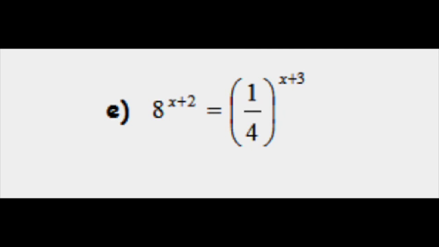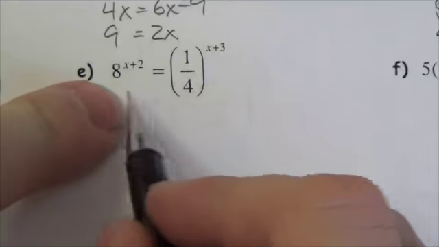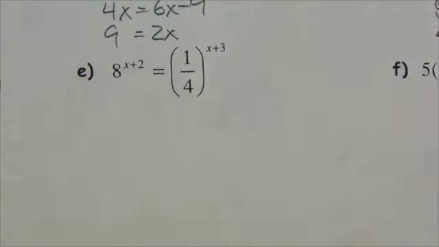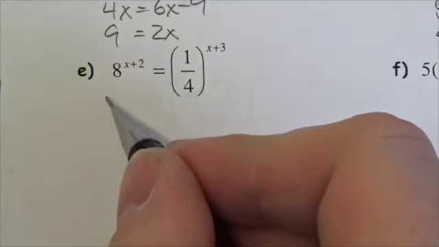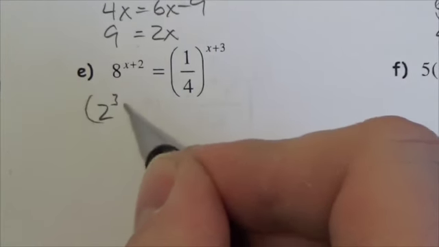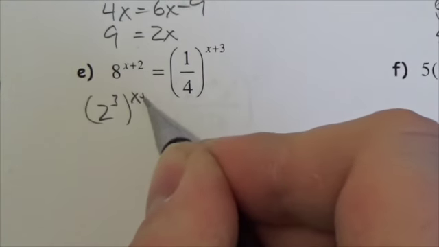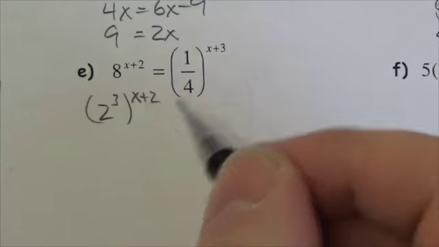8 to the x plus 2 equals 1/4 to the x plus 3. All right, back to 2 here. Because I see the 8 and the 4. It's got to be powers of 2 here. So 2 cubed and 8. This is up to the power of x plus 2. So 2 cubed to the x plus 2.